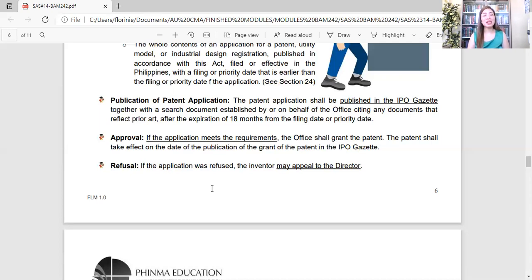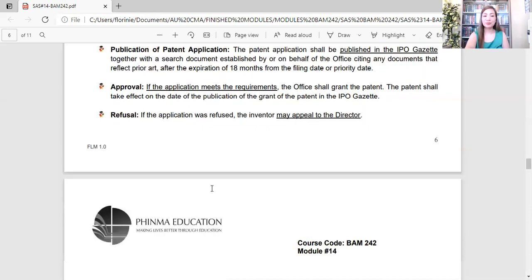Ayan. Pag-usapan natin approval. If the application meets the requirement, the office shall grant the patent and the patent shall take effect on the date of the publication of the grant of the patent in the IPO Gazette. Ayan. Intellectual Property Office, IPO, yung kanilang gazette daw, dun ipapublish. Ayan. So, refusal. Paano naman kapag ni-refuse? Siyempre, pwede ka namang mag-appeal sa director.